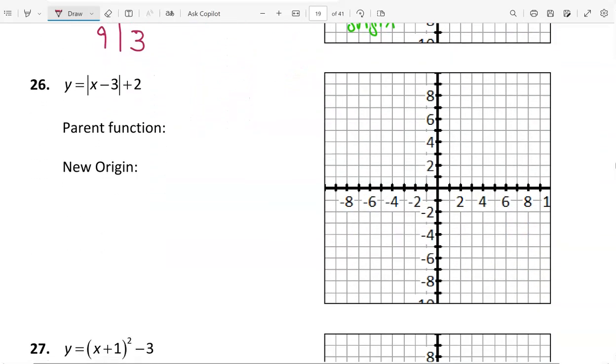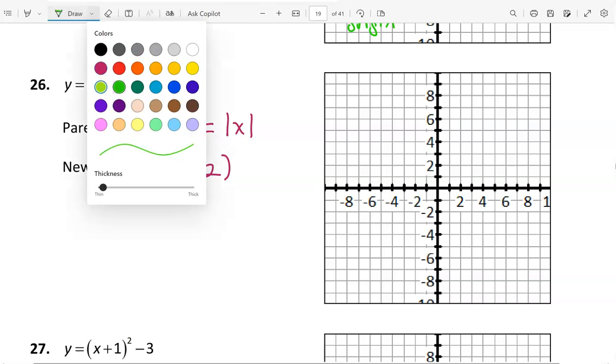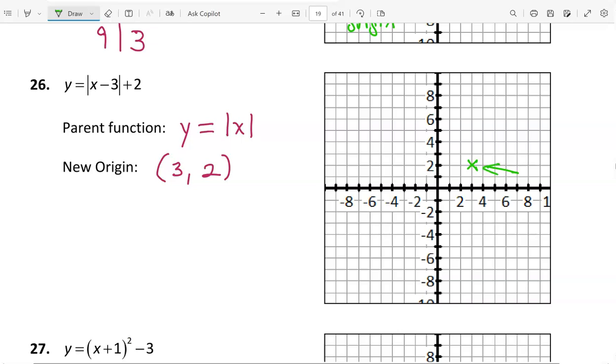For number 26, the parent function is y equals the absolute value of x. The new origin is the point 3, 2, and I'll graph that new origin point. So 3, 2 right there.